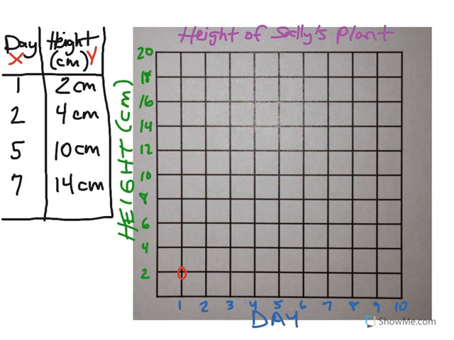Day 2 is 4 centimeters. Now, there is no day 3 or 4. I skip straight to day 5. Day 5 is 10 centimeters. And finally, day 7, skipping day 6, is 14 centimeters. Please check your points.